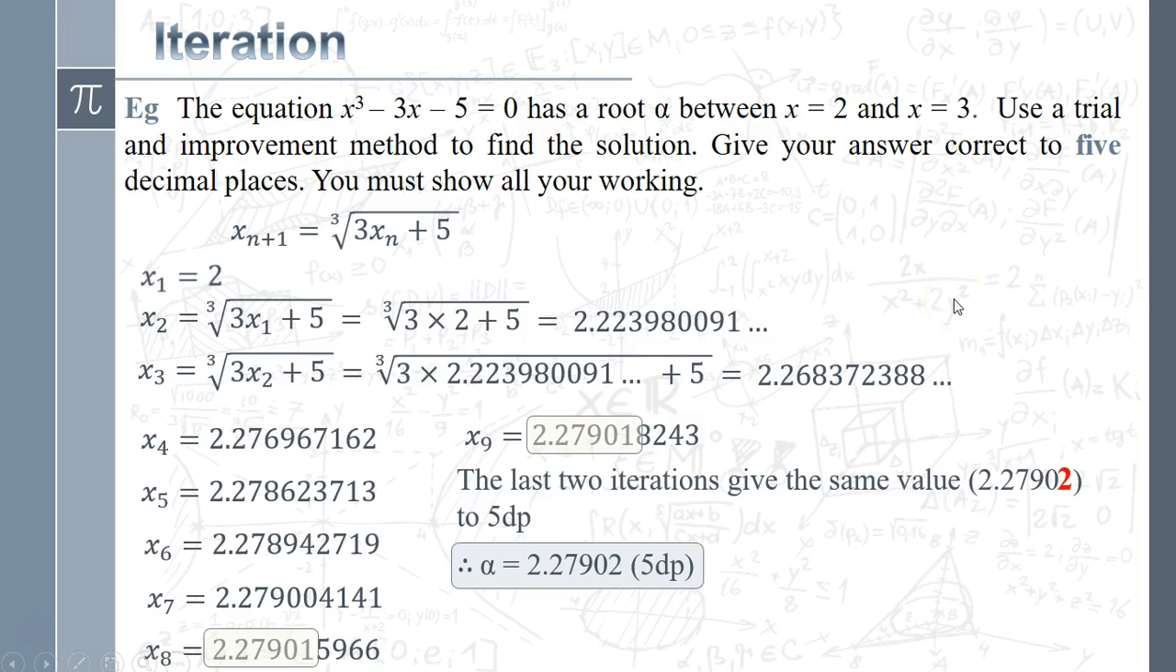And so there you go. That's our first numerical technique, iteration. It's a nice and simple one. There are a few other bits and pieces that you need to know about, but we'll have a look at those in the next video.